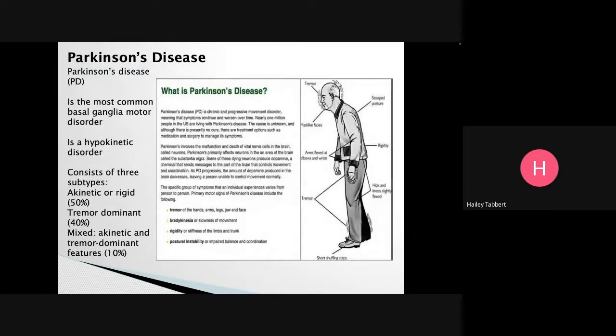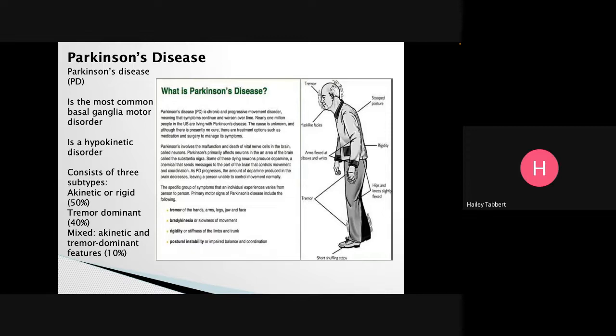Okay, so Parkinson's disease is the most common basal ganglia motor disorder, a hypokinetic disorder, as we saw from that chart. And it has 3 subtypes. So there's akinetic or rigid, which is about 50% of people diagnosed with Parkinson's. There's tremor dominant, which is about 40%, and then a mix of akinetic and tremor dominant features.